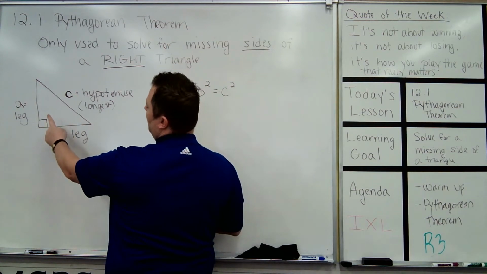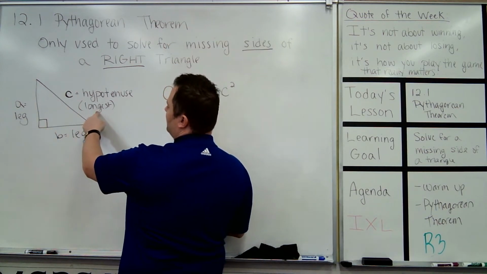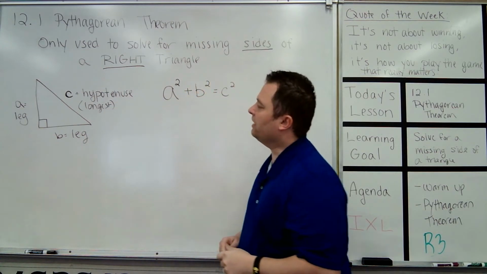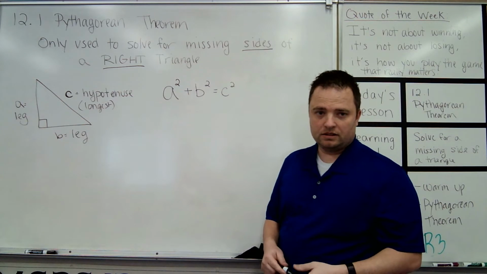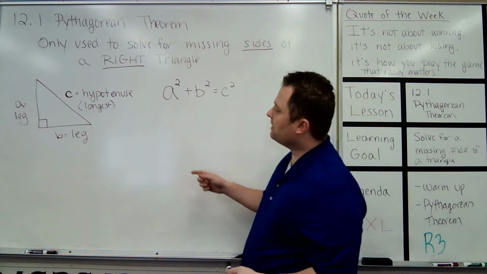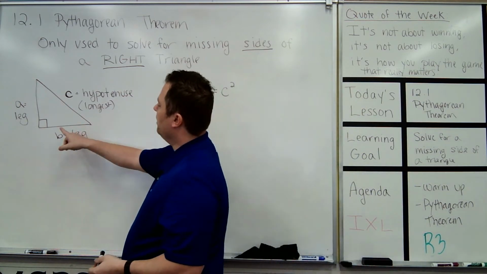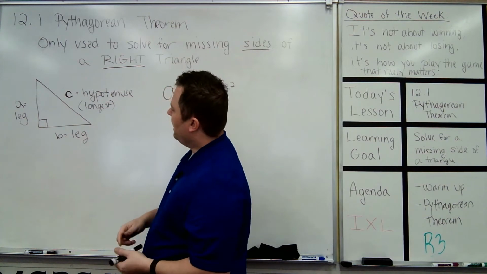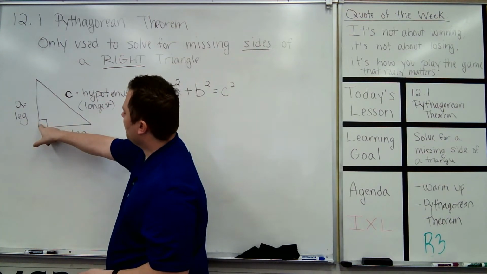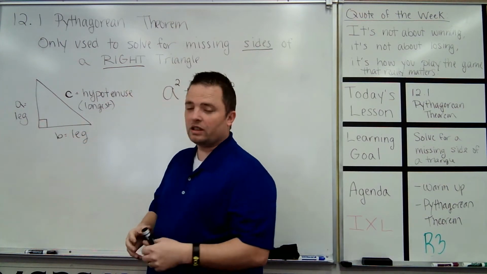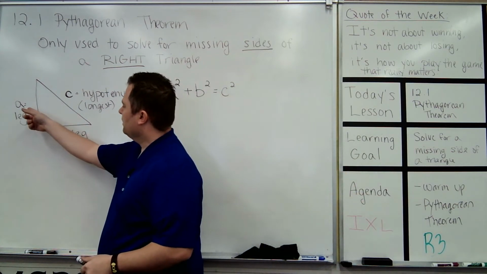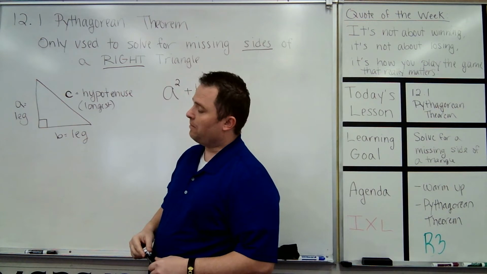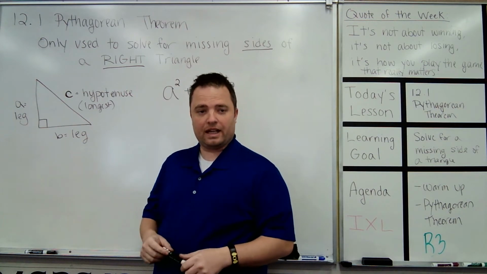So, for example, the longest side is going to be called the hypotenuse. The hypotenuse. It's a strange name, but it basically means it's the longest side of a right triangle. And you can always locate it. It's always right across from the right angle. It's always going to be right across from it. The other two sides are called legs. In math, the two shorter sides are called legs.